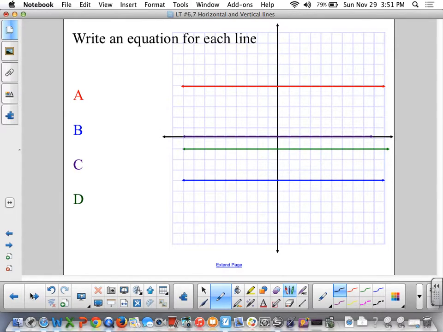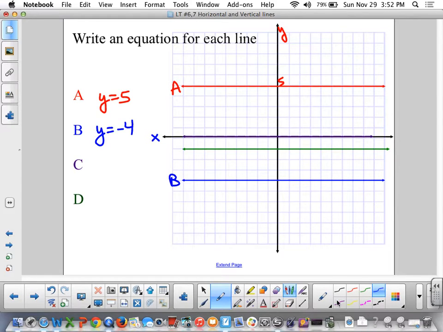So let's write an equation for each of these lines. For A, where is it crossing the y-axis? 1, 2, 3, 4, 5. So it is y equals 5. For B, where is it crossing the y-axis? The y-axis is there, x-axis is there, so it's at 1, 2, 3, 4, negative 4. So y equals negative 4.